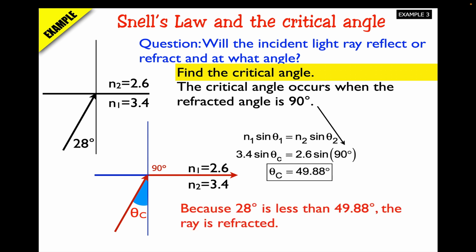28 degrees is less than 49.88. Because of that, it means that the light ray is refracted on the other side of the boundary, and I'll have to use Snell's law to figure out the angle.